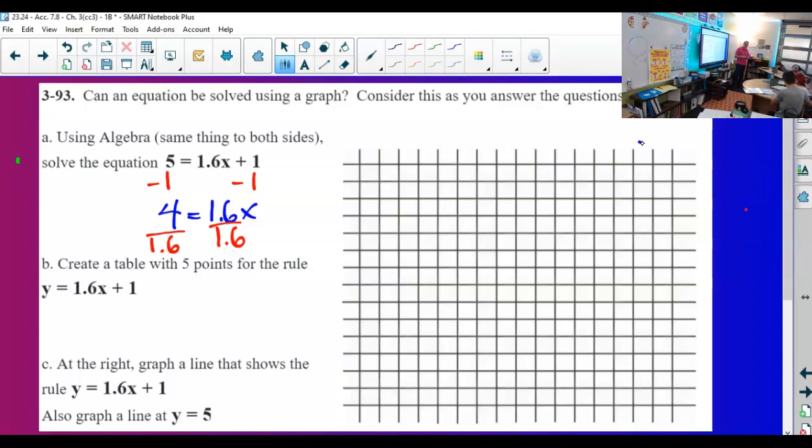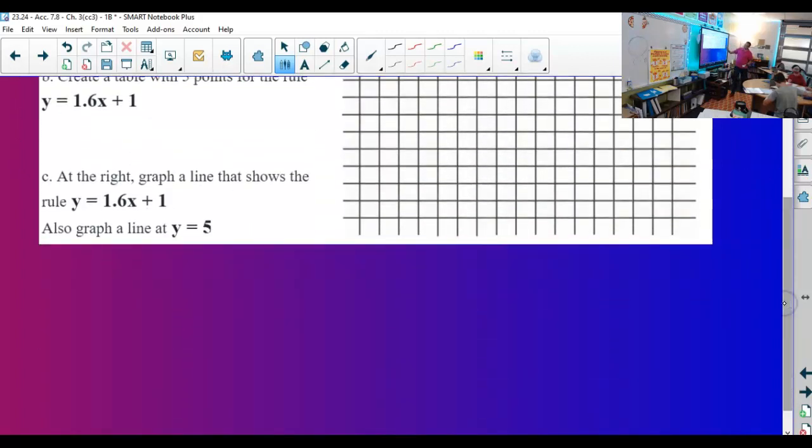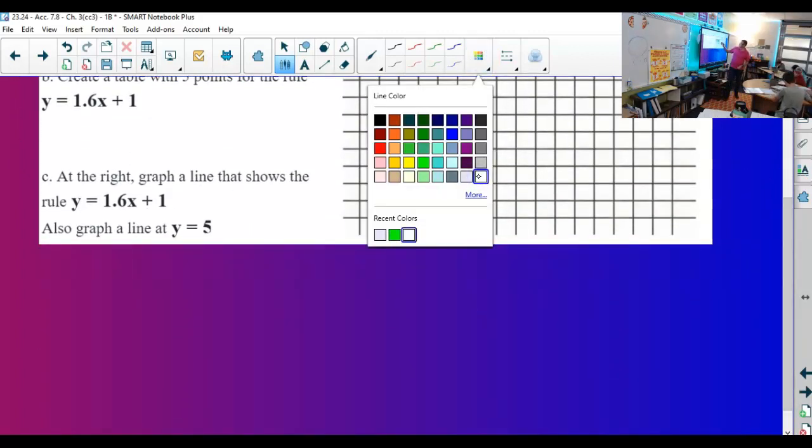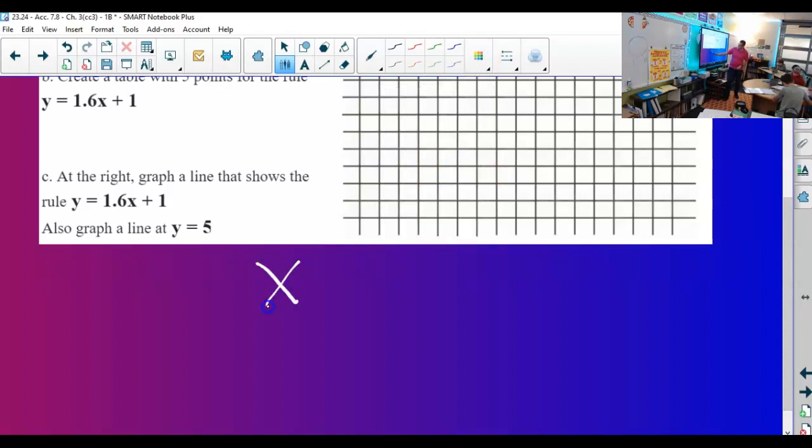So 4 divided by 1.6 feels like it's going to be a bit messy, so we grab our calculator. What do you get? Oh, 2.5, not bad. So now we're asked to make a table. In case we need practice making a table, we'll do this together. X, Y. It's normally good to have your X on the left just because we decided that.